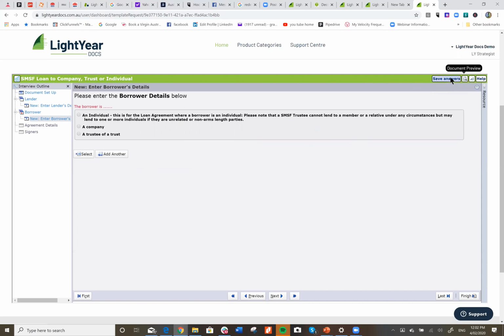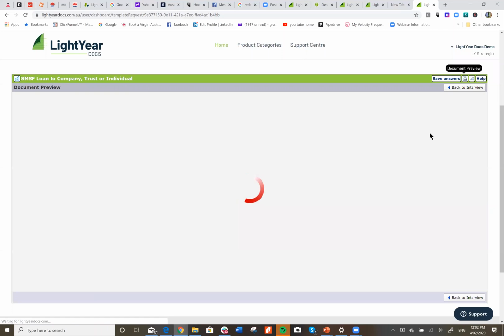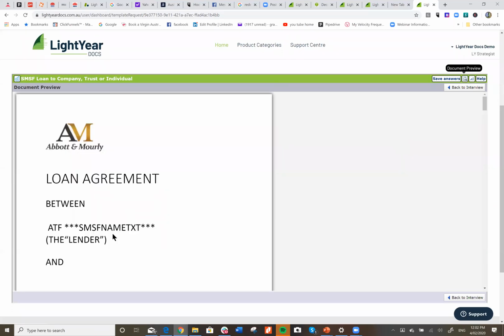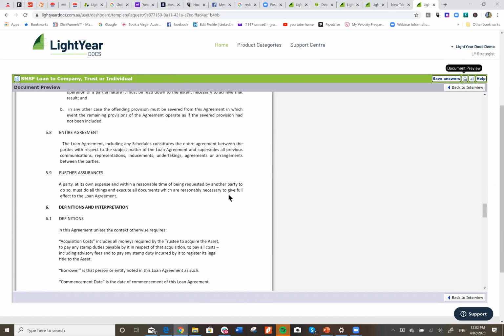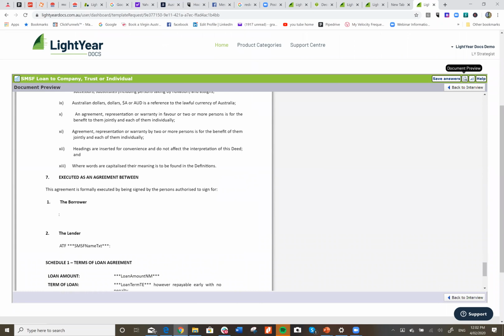Save answers along the way. If you save the answers, when you come up here you'll see it's under my in progress docs. So if you're halfway through and there's a bit of information you don't know, that's fine. You can always check your document preview at any point in time. See that little button, document preview. You've got these fields because I haven't put that data in there, but you've got the guts of the document sitting in there if you want to have a look.